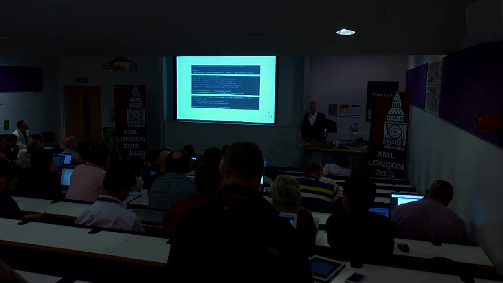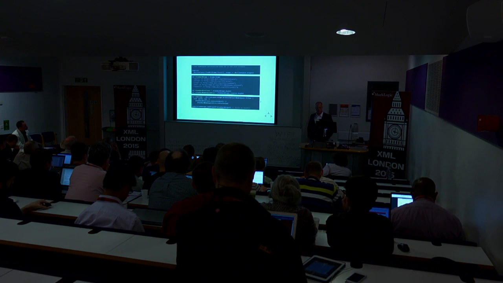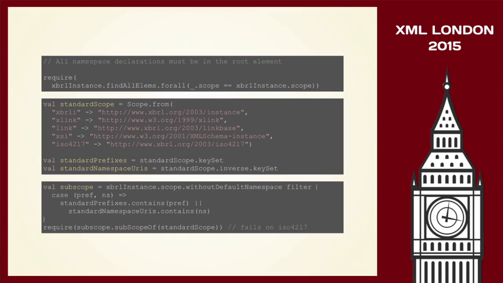The prefixes are stored in the variable standard prefixes, and the namespaces are stored in standard namespace URIs. Then we define a variable subscope, which is the in-scope namespaces of the root element, but ignoring the default namespace, if any. And then we filter only those prefix namespace pairs for which either the prefix or the namespace URI or both occur in a standard scope. And then the check becomes nothing more than subscope is a subset of standard scope.